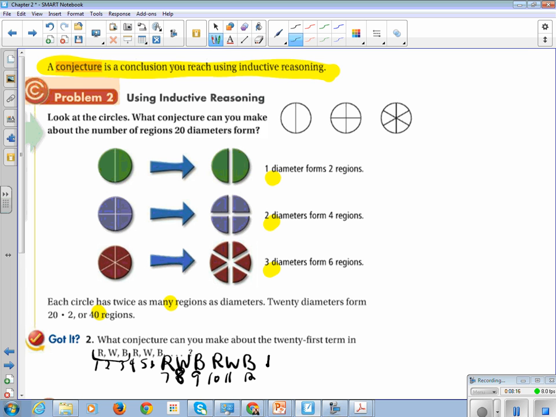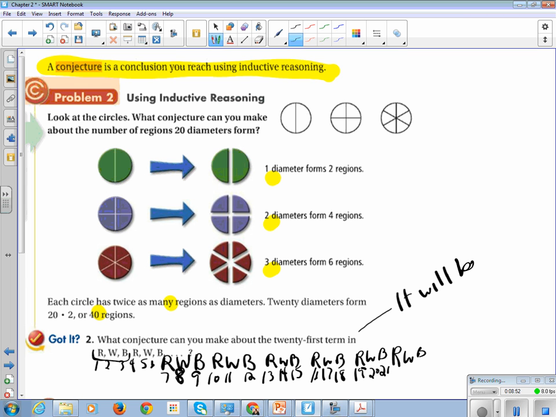1, 2, 3, 4, 5, 6, 7, 8, 9, 10, 11, 12, 13, 14, 15, 16, 17, 18, 19, 20, 21. What conjecture can I make about the 21st term? It'll be B. There are three letters before it starts repeating again.